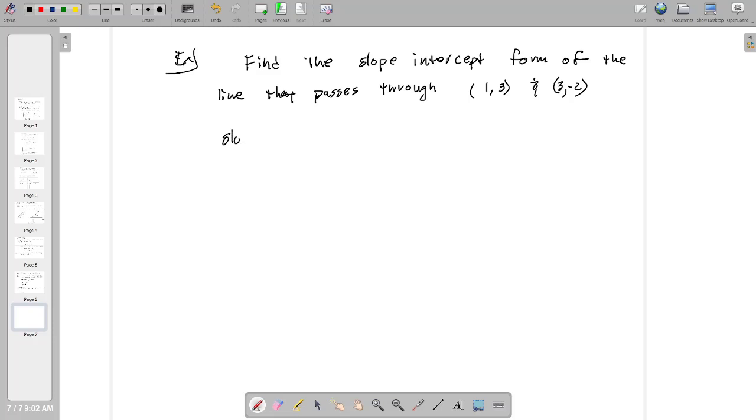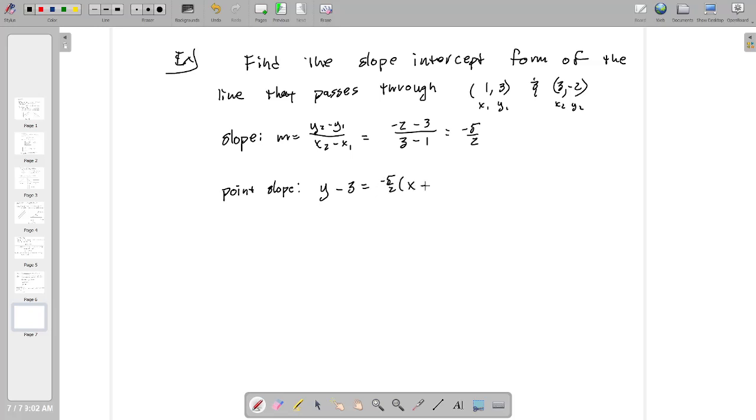So we start with the slope. Now remember that the slope is y2 minus y1 divided by x2 minus x1. And in this case, we have (x1, y1) here and (x2, y2) here. So this ends up being -2 minus 3 divided by 3 minus 1. So we end up with -5 over 2 for our slope. Now our point slope form then will look like this: y minus 3 equals -5/2 times (x minus 1).